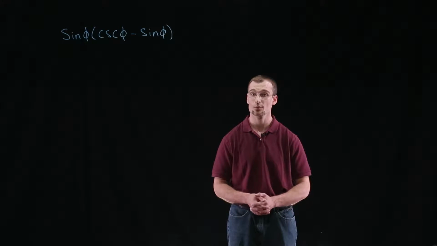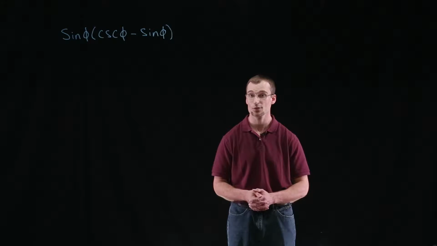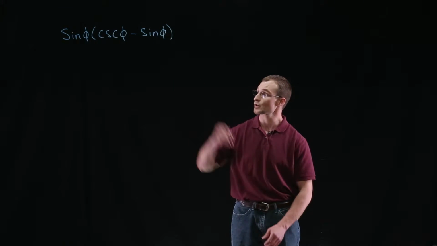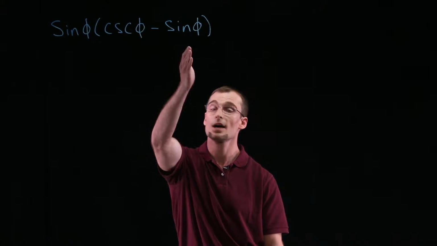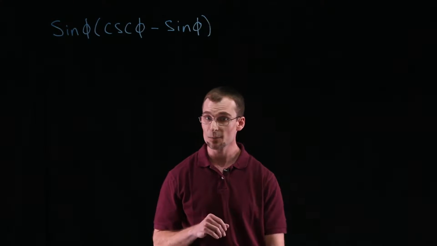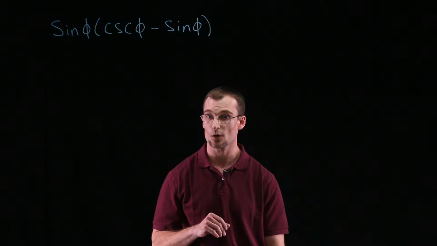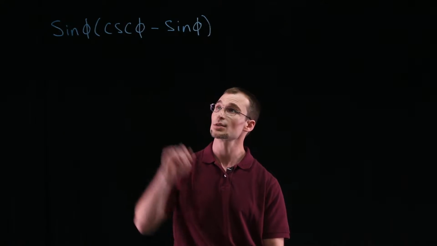In this problem, we're going to be practicing simplifying trigonometric expressions using fundamental trig identities. We're going to start with a trigonometric expression, sine phi times the quantity cosecant phi minus sine phi. When we're simplifying this, there's going to be a little bit of algebra involved also. Now there's two ways to start here.